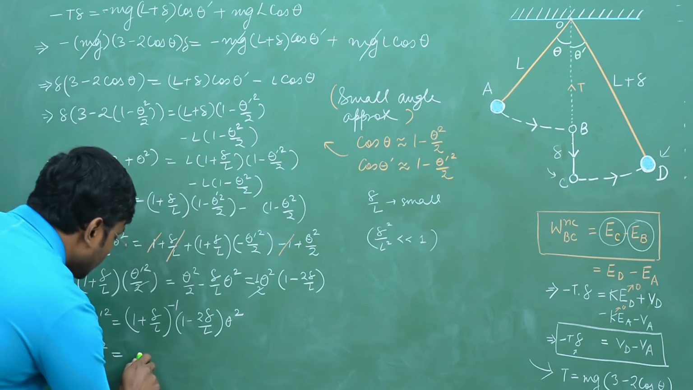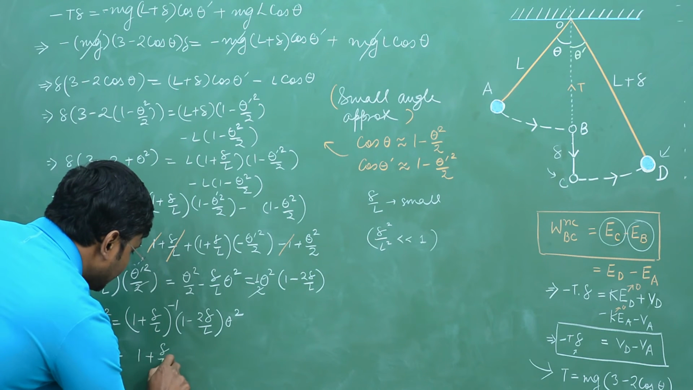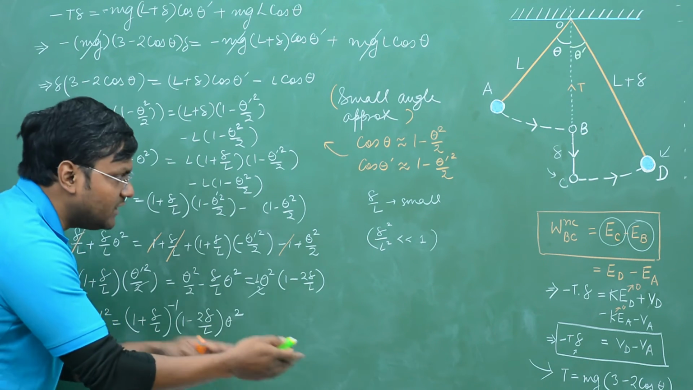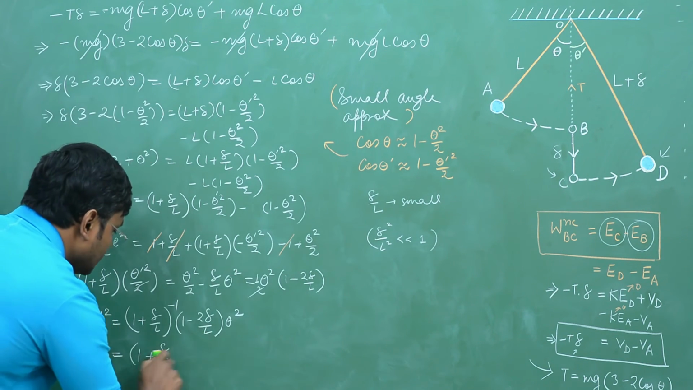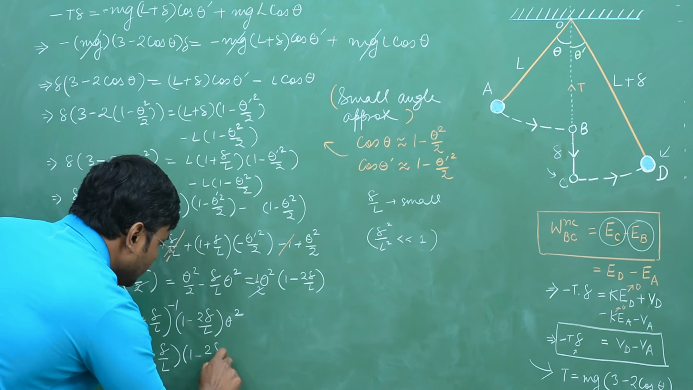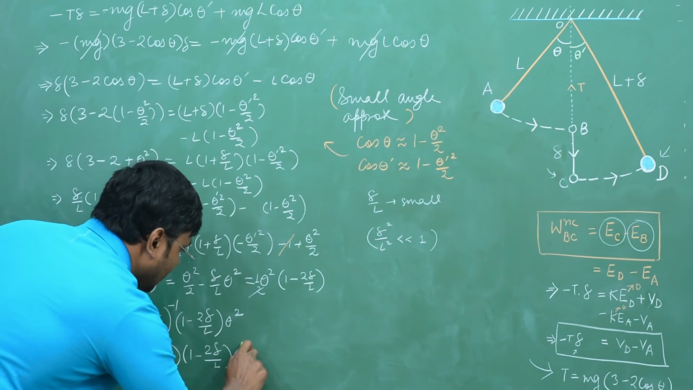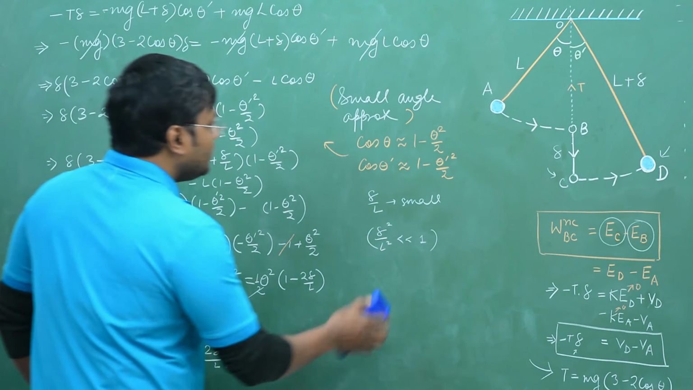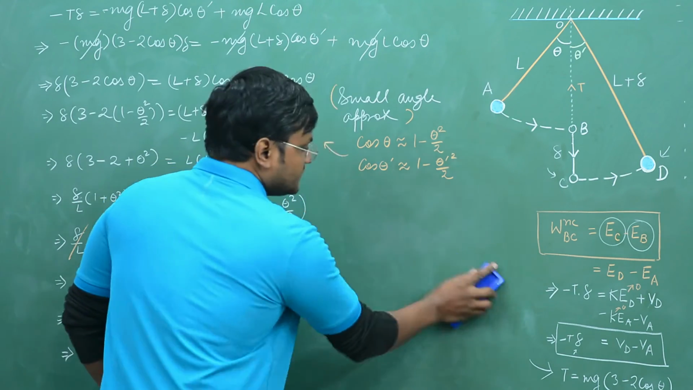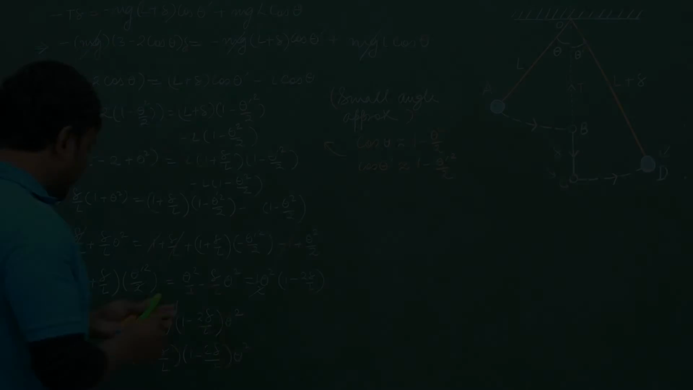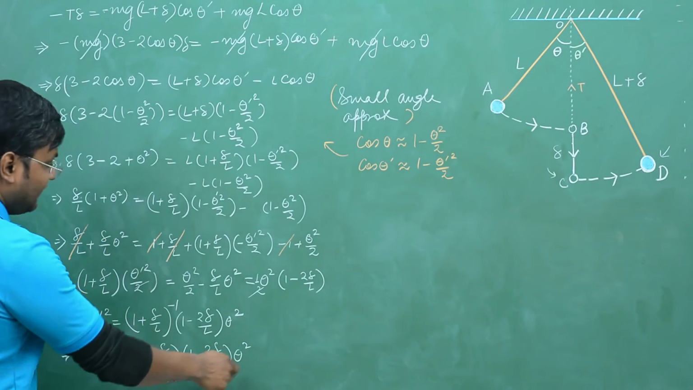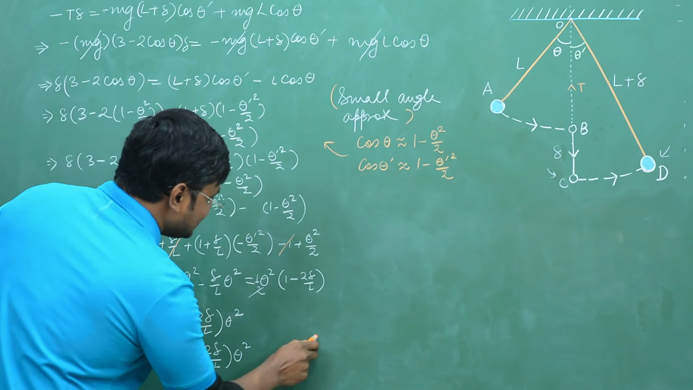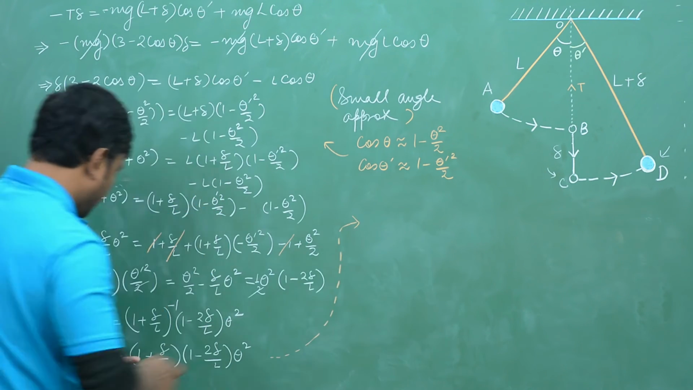So if we do that, it will only have 1 plus del upon L. The remaining terms we will ignore, neglect, because this itself is small. So this comes out to be 1 minus 2 del upon L theta square. So let me rub the right hand side to create some space. Finally, I need to now simplify this expression. So let's take this expression here and try to simplify it.